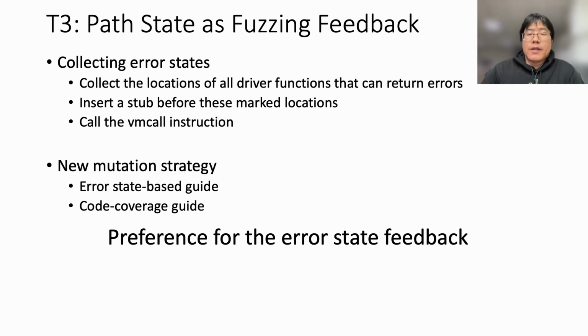To feed back this state, we first collect the locations of all driver functions that can return errors. These marked locations are used to send the feedback to the fuzzer. Then we insert a stub before these marked locations. This stub is a small piece of code with a special VM call. At runtime, when the driver enters the error state, the driver code will call the VM call instruction, which causes the system to exit.